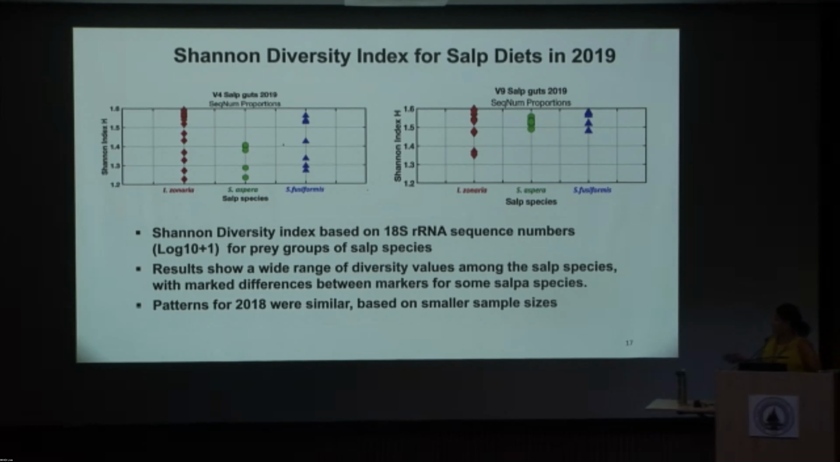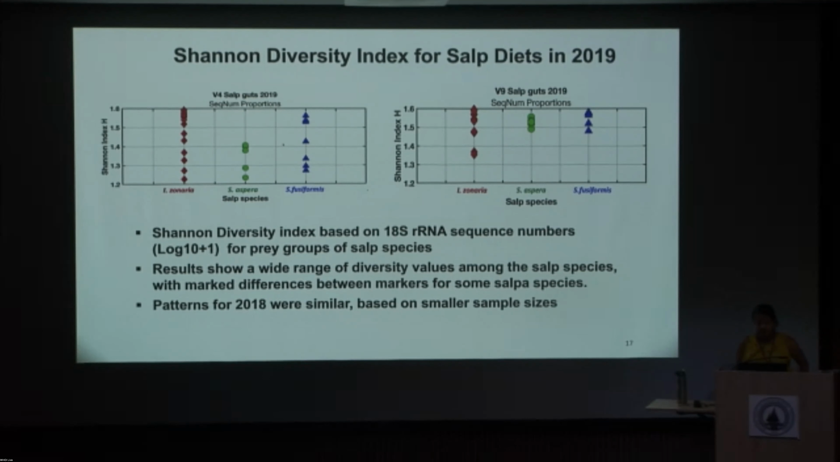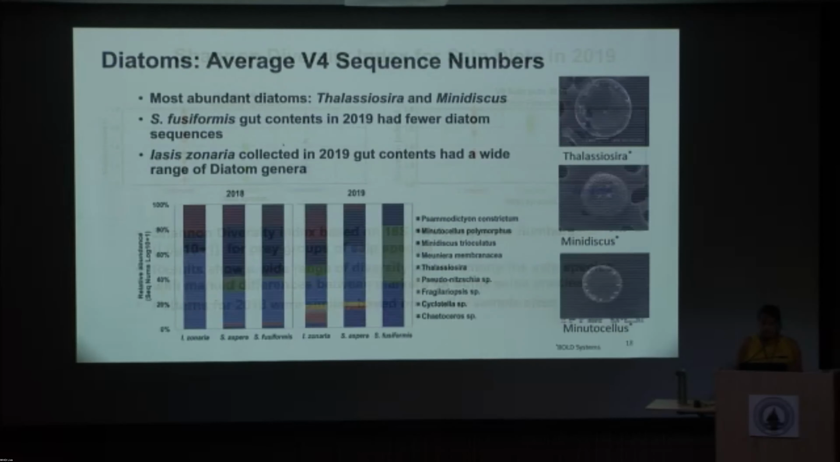So we see that Salpa aspera with B4 has a wider, lower range of Shannon index values, versus for V9, it has a more compressed range of values for the diversity of the prey. And that could be due to the classification that we're able to get to. And you can come talk to me about why those differences might be based on the marker that we're using.